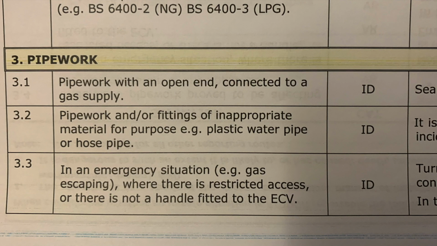As you can see, this is section 3, paragraph 2 on page 23. Pipework and/or fittings of inappropriate material or purpose, e.g. plastic water pipe or hose pipe on a gas pipe, would be classed as immediately dangerous. And I guess you would RIDDOR it as well. So that was a nice easy one to start off with. Did you get it, that it's ID and it's RIDDOR reportable? So what made it RIDDOR reportable?